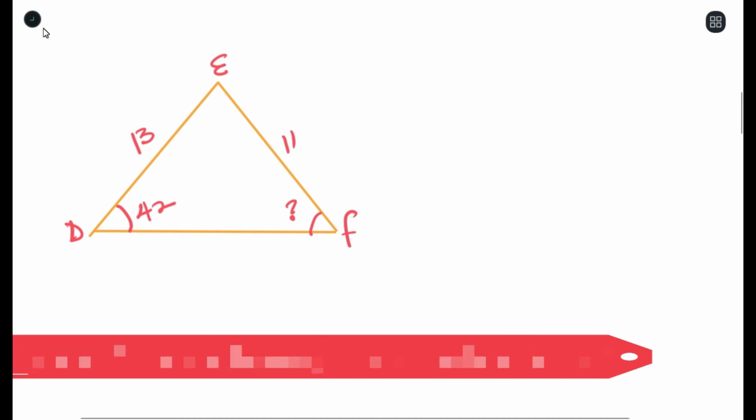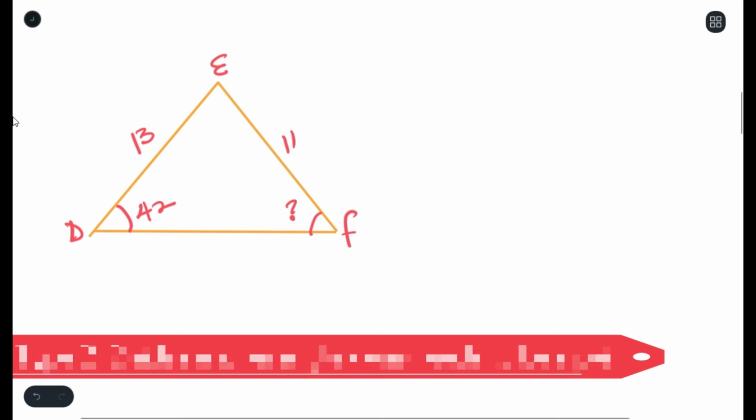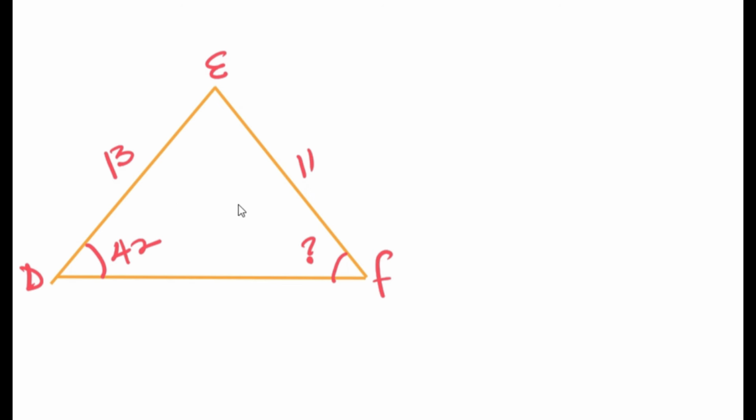The second type of questions in which we use sine rule are questions whereby you have two sides and an angle. And one thing very special about this angle is that the angle must be facing one of the sides, right? You must have one side and angle pair for this to work. So in that case, then you can solve this question. So now this, as you can see, is our pair. So we can start with that.